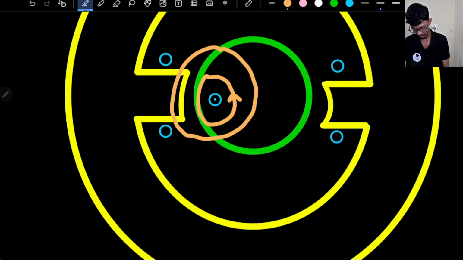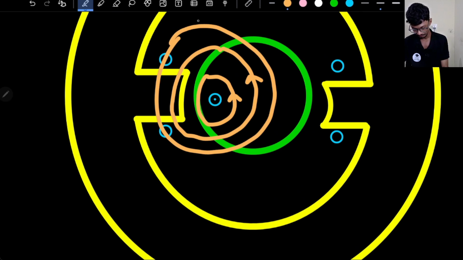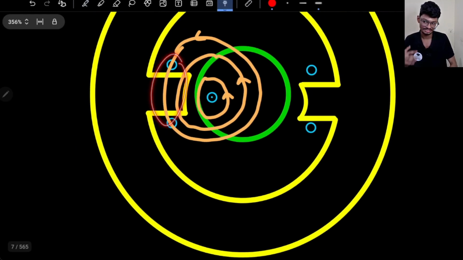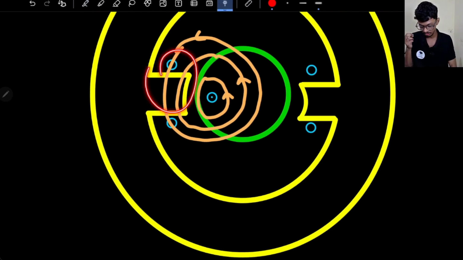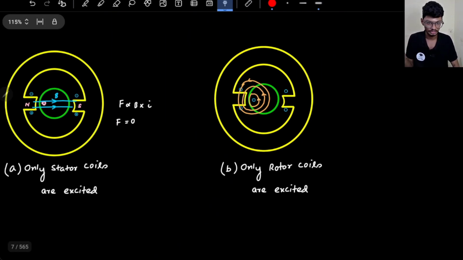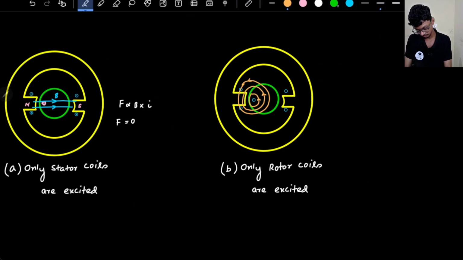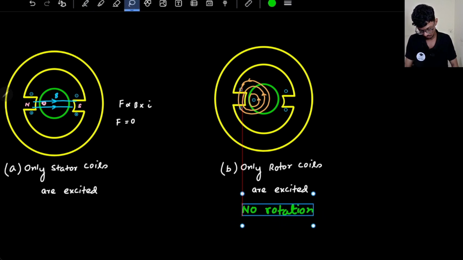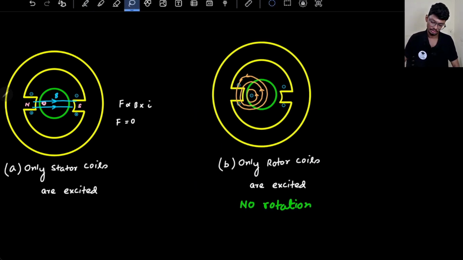So it will cut the field windings, right? It will cut the field windings, but again, what is the problem? The problem is this time the field winding is anyway a stator. It won't move and it is not giving out any magnetic field. So again, nothing will happen. They will not rotate at all. No rotation. Nothing will happen, no rotation.